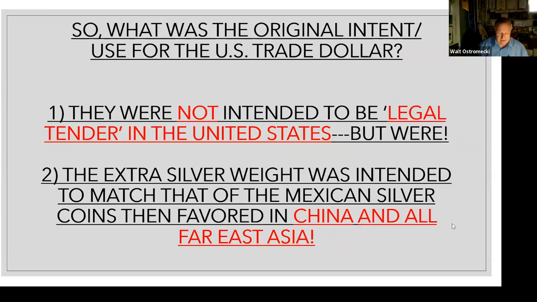Okay, so that was a brief, quick history. You can read it, I'm sure, at your leisure and get a little more out of it. So what was the original intent and use of the trade dollar? Well, number one, of course, there's two. They were not intended to be legal tender in the United States, but unfortunately were, and that would be changed later on. Number two, the extra silver weight was intended to match that of the Mexican silver coins, then favored in China and all through the Far East.